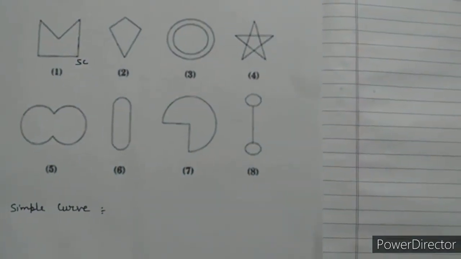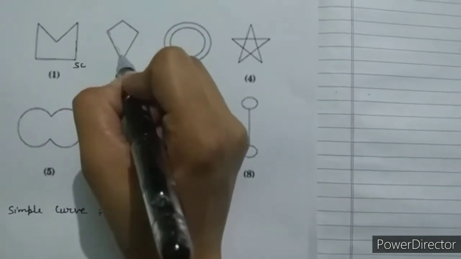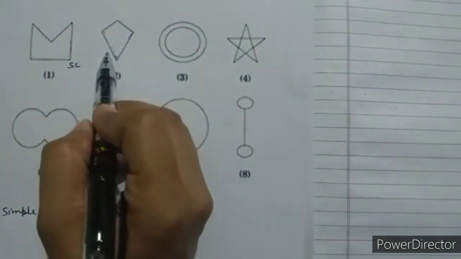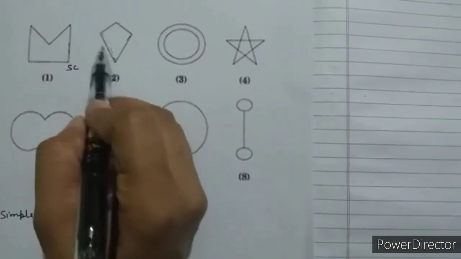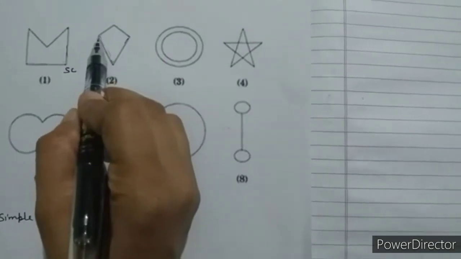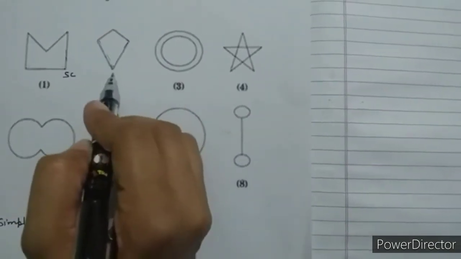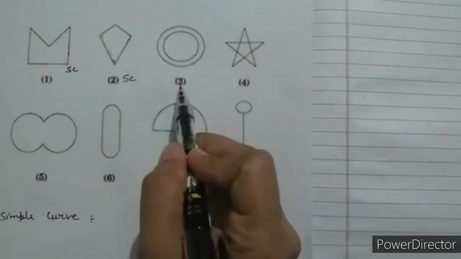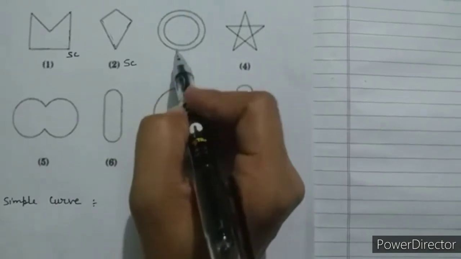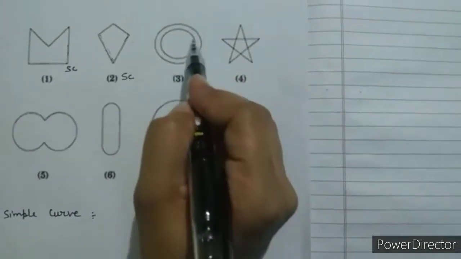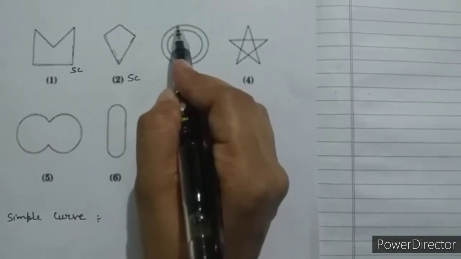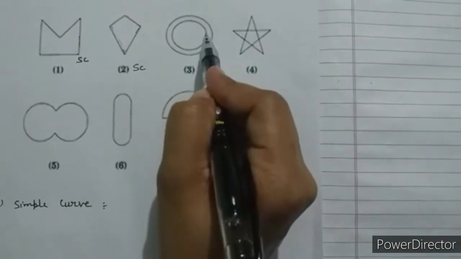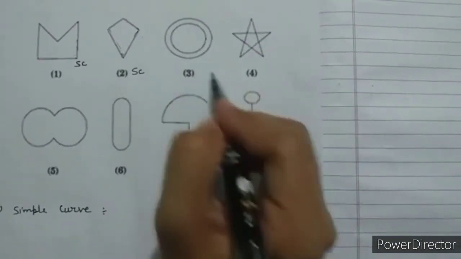Now move to figure 2. Figure 2 can also be drawn without lifting the pen, and here no sides are crossing each other. So figure 2 is also a simple curve. Now here figure number 3. In figure number 3 there are 2 circles, but if I draw one circle and then I want to draw another circle, then I have to lift my pen. So it is not a simple curve.